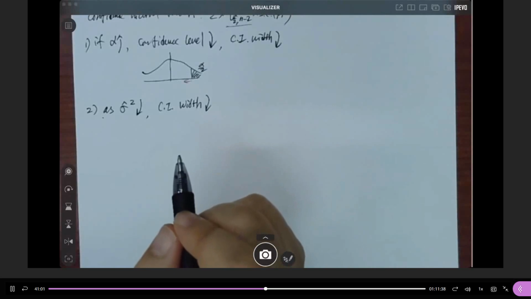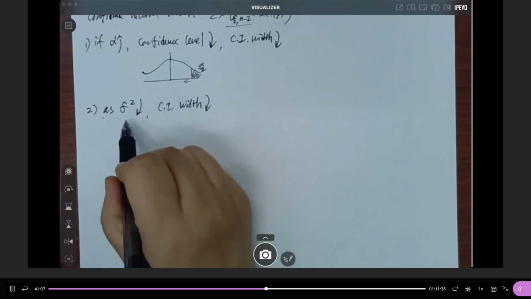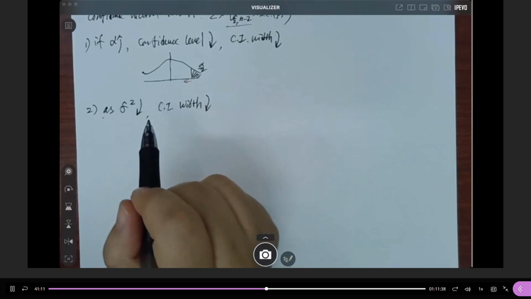You become more precise. So in statistics, having large variance is not a good thing. Having small variance, even though this is the estimated variance, is a good thing. Okay.